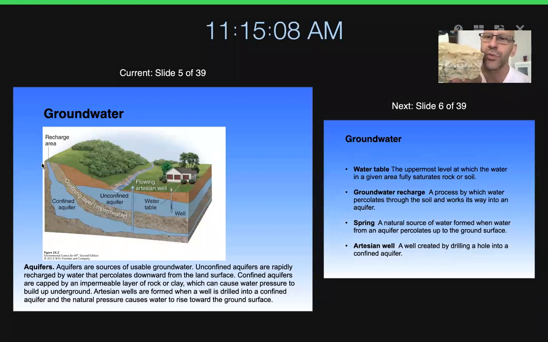This is not a porous rock, but it cracks very easily. It's very commonly fractured. Lots and lots of cracks and layers of rock that are made of limestone. Those cracks can fill with water, and limestone can become an aquifer because you're pulling water out of the cracks.